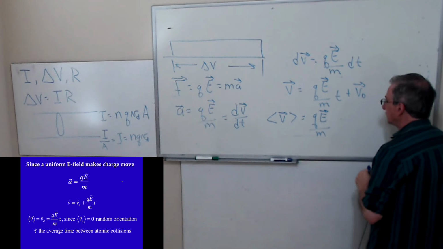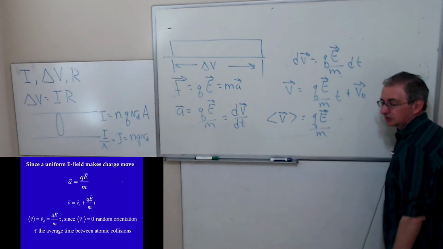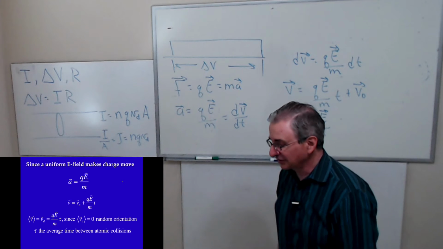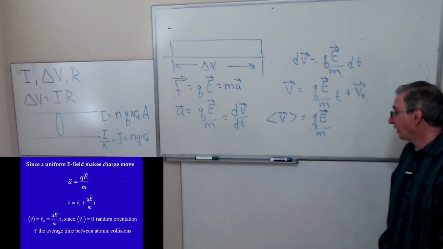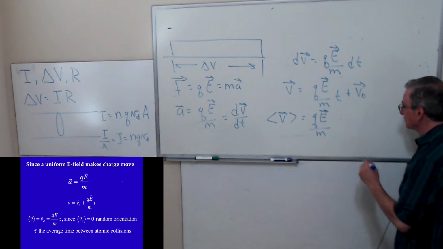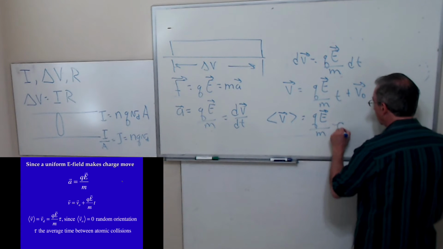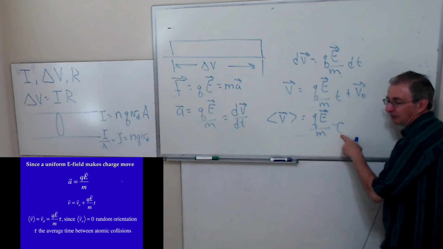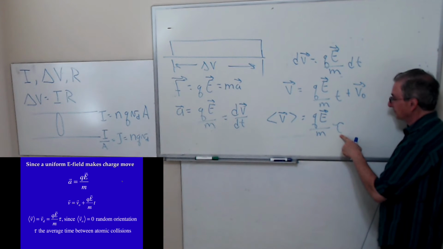Okay. Now I need to estimate what the heck T is. What is the average T? Normally when we build a model, those of you who've had 215, the T that you use is the average time between collisions. And so that's what I'm going to use here. So the T in this expression is the average time between collisions.